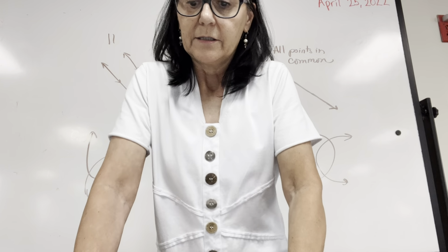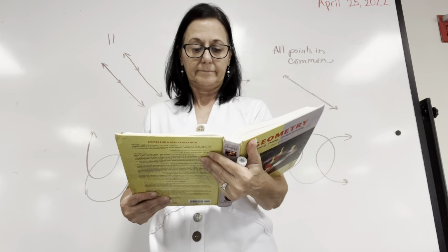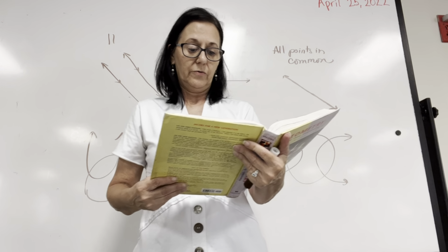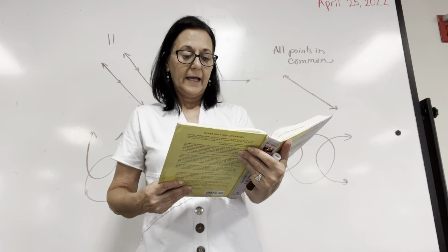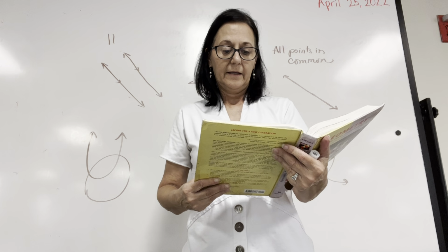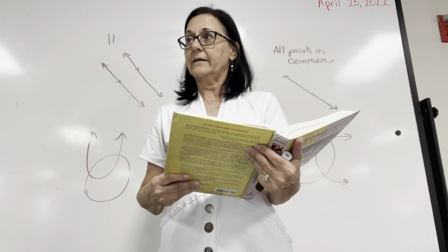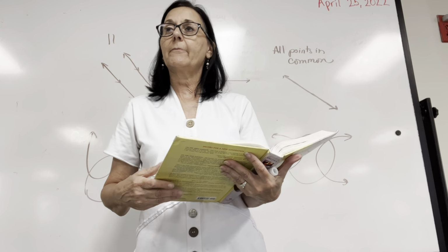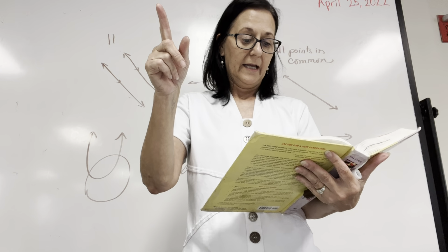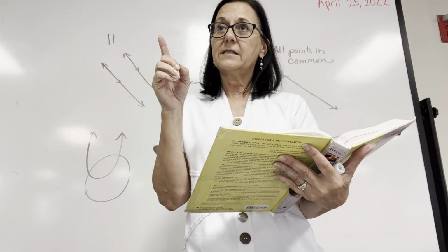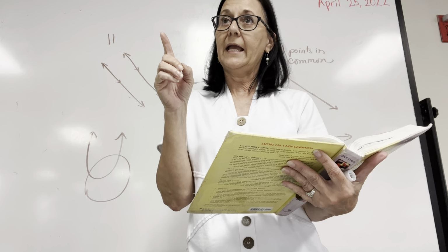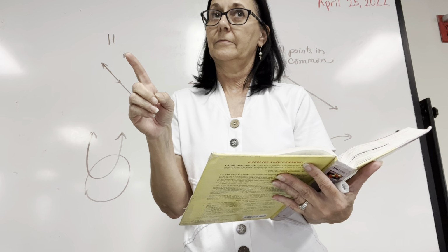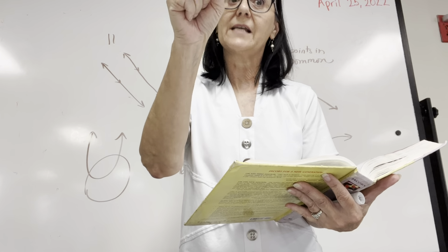So look at this. 2 lines are skew if and only if they are not parallel and do not intersect. Well, if they're not parallel, won't they intersect in a plane? Okay, so I'm going to add to this definition. Skew lines only exist in 3D geometry and are non-coplanar. They don't lie on the same plane.